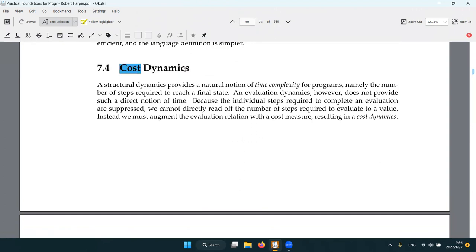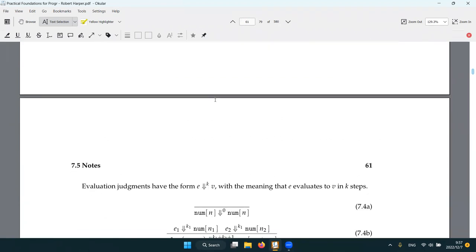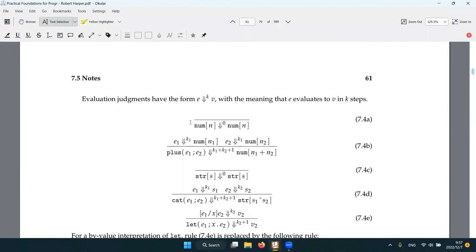And also the cost dynamics, which states the structural dynamics provide a natural notion of time complexity. And the evaluation dynamics does not, because it's just one step reduction. So we can augment the evaluation relationship with cost measurement, resulting in cost dynamics. I don't know how useful this is in the real case, because I think the semantics is completely different from how our programming will be implemented at the end anyway. So this is not accurate, but anyway, we can do that.